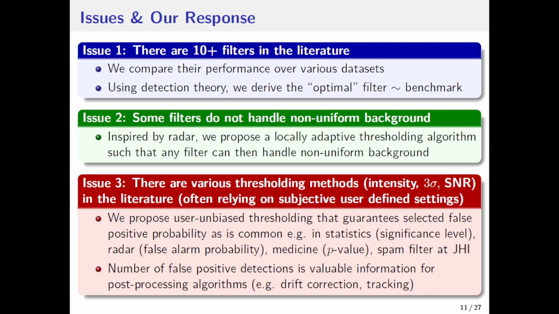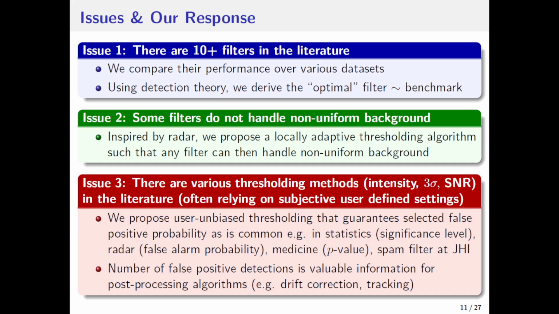So we propose a solution that is user unbiased, and it's a common technique in other fields, using different names. In statistics, people set a decision threshold based on what's called the significance level. In electroengineering, radars, and wireless communication, the term false alarm probability is used. In medicine, we use a p-value threshold. What's nice is that even here at the Heyrovsky Institute, we have a spam filter with the threshold described by false alarm probability. Our IT department uses this. But this technique is not as common as we would like it to be in the SMLM community.